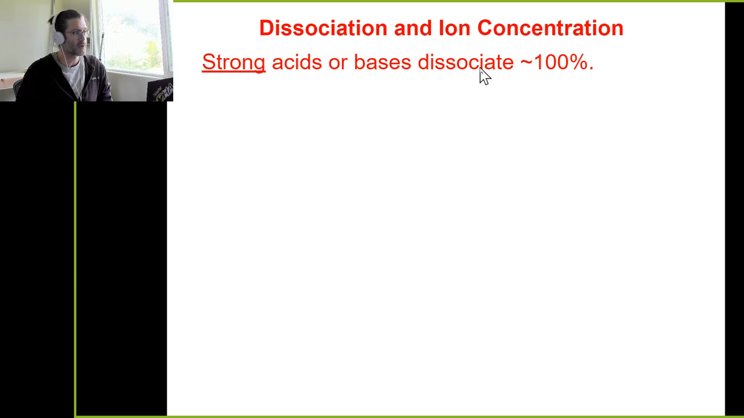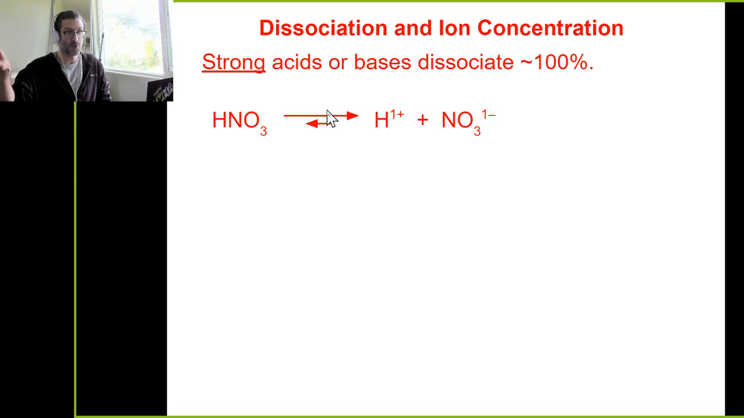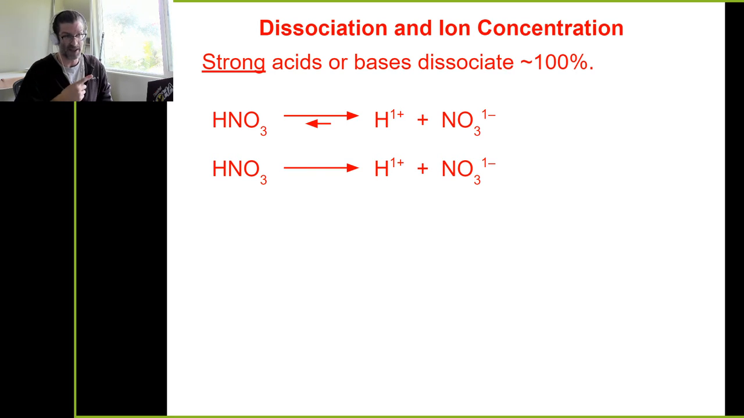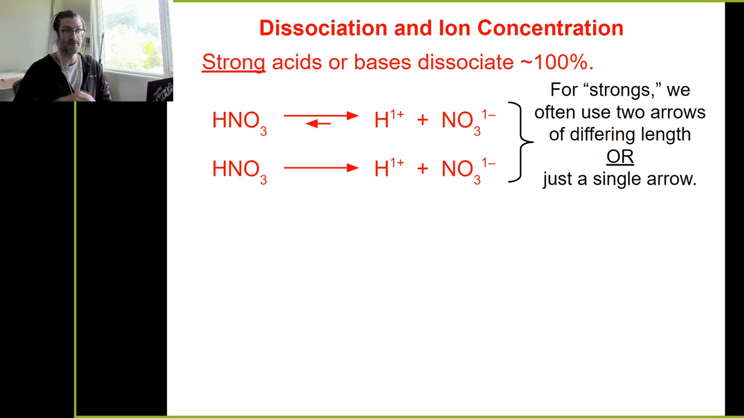All right, so what makes a strong acid strong is its ability to fall apart. It falls apart so completely that when we draw the equilibrium arrows, we make the arrow toward the product side much larger than the arrow toward the reactant side. We also can almost forget about the arrow in the backward direction. So we'll write these either as two arrows of differing length or just a single arrow.